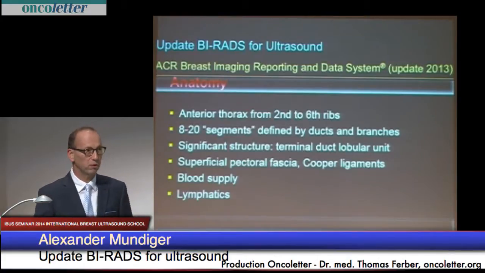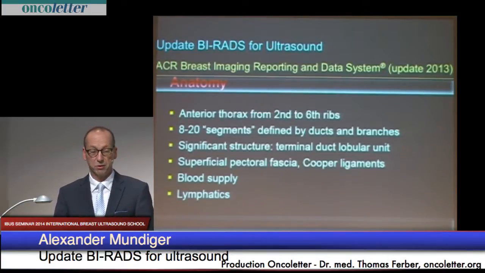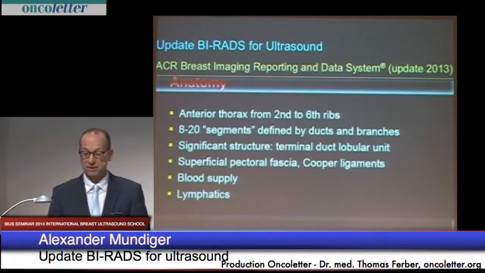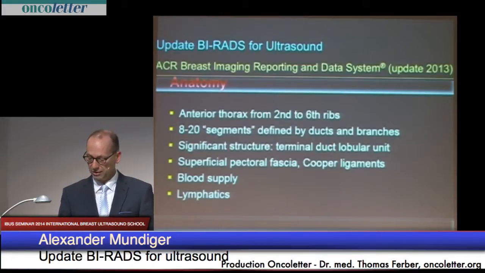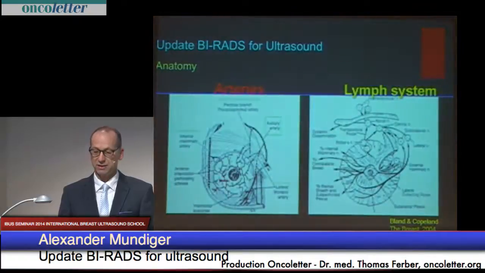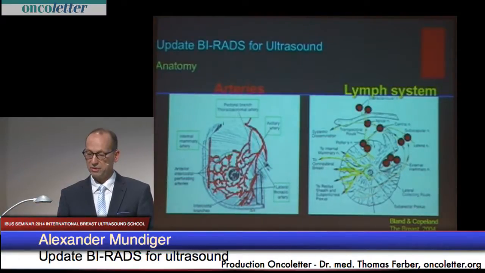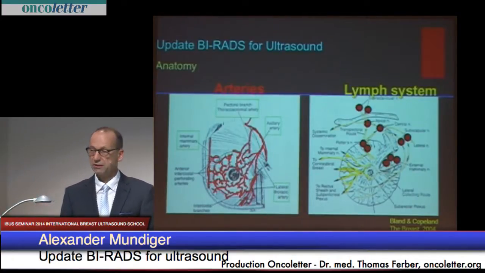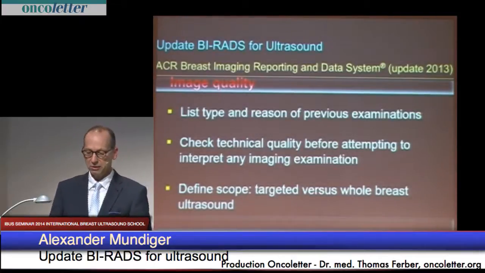You know that anatomy is important, and the new BI-RADS edition will also show some statements on anatomy. You know about these 8 to 20 segments, and you know the most significant structure, which is very hard to see, is the terminal duct lobular unit, where the cancers develop. You know about the blood supply, and this should give you just a little idea about the arteries and the lymph node system, which is draining on one hand to the contralateral side and on the other hand to the axillary and supraclavicular region.